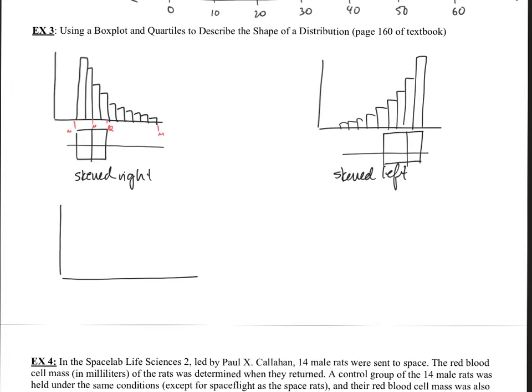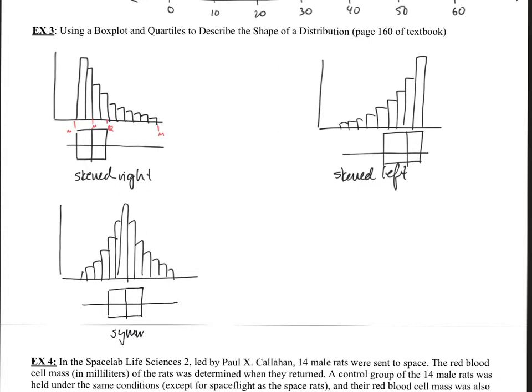And lastly, the symmetric distribution will look, I guess, like your normal bell-shaped curve. Once again, just a quick graph drawing. This one will look a lot better. I wrote the symmetric too high. This one will look like a nice balanced box plot right in the middle. So that's just an idea of using box plots and quartiles to describe the shape of a distribution.